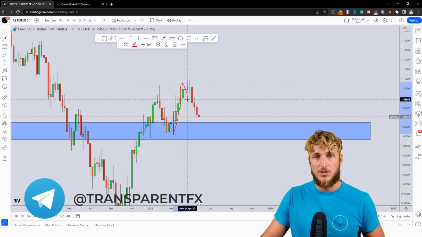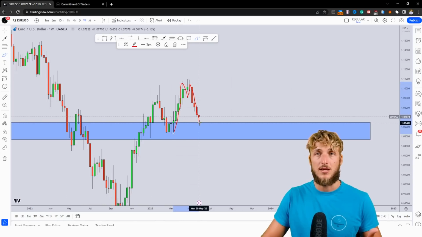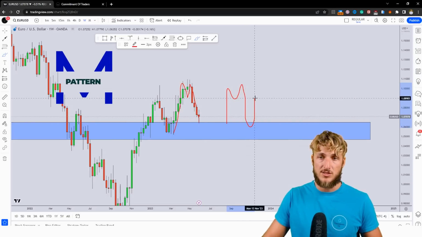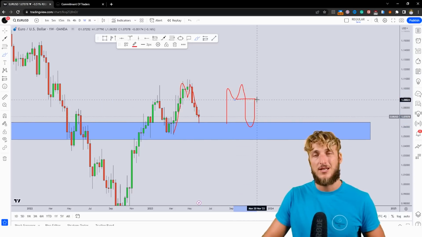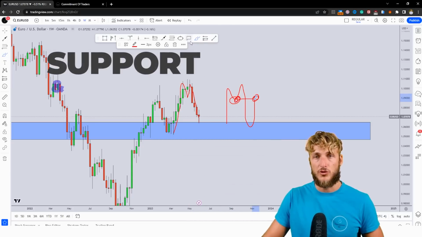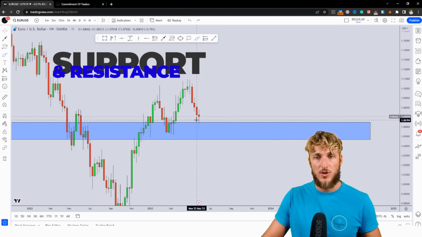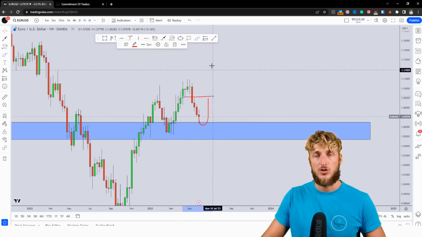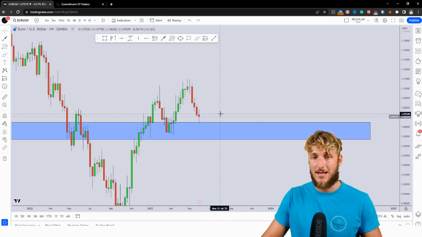In fact, it is currently printing this weekly M pattern. Now, in general, after the creation of an M pattern, what you would expect is a potential rejection to the upside for the completion of the M pattern at the neckline, which is the previous support turned resistance. So here on the weekly, we could expect a potential rejection to the upside for the completion of this weekly M pattern at the neckline.